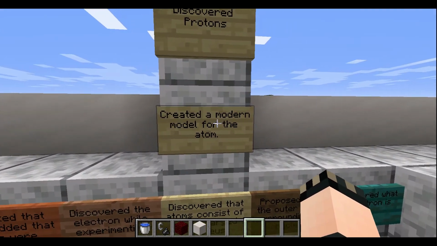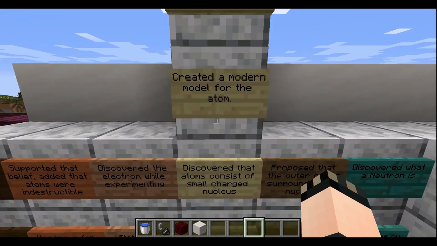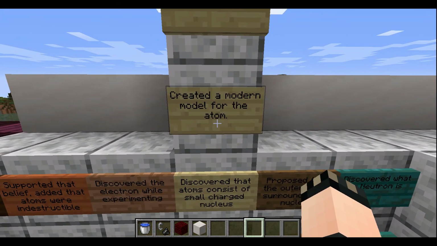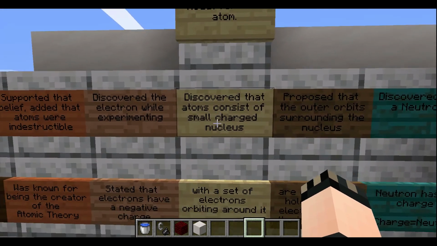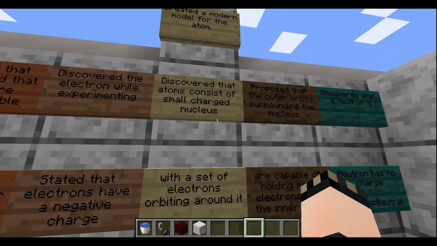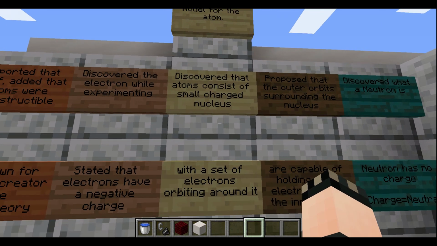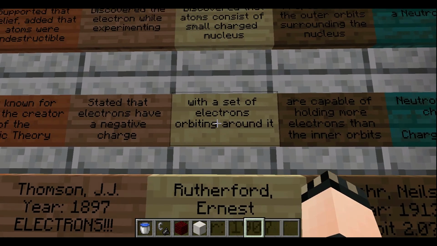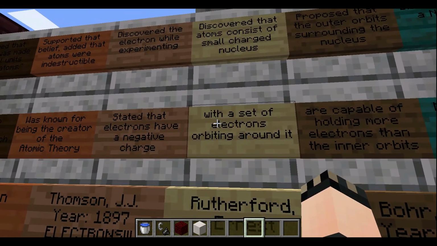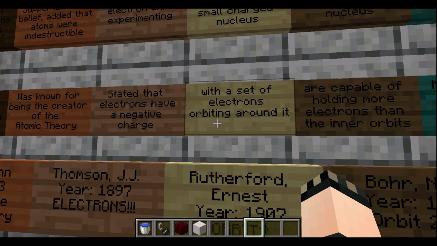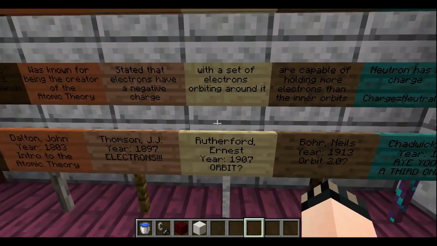He created a modern model for the atom. So he created a visual model. He discovered that atoms consist of a small charged nucleus. So that's the middle part of the atom, the very middle. And with a set of electrons orbiting around it.